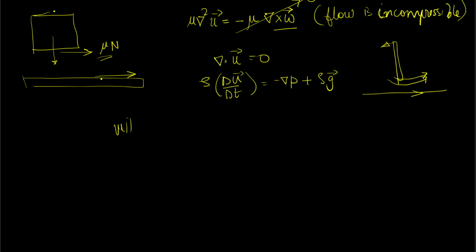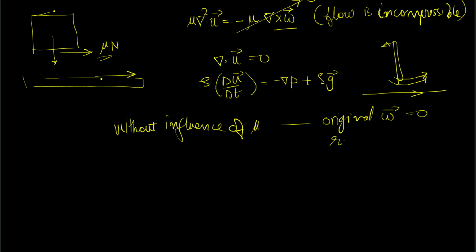So without the influence of viscosity, an original irrotational flow remains irrotational, and this is a consequence of Kelvin's vorticity theorem. We have not studied this in this preliminary course. You can look it up if you're interested.